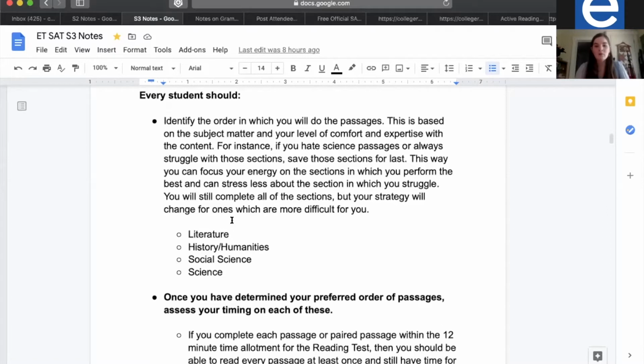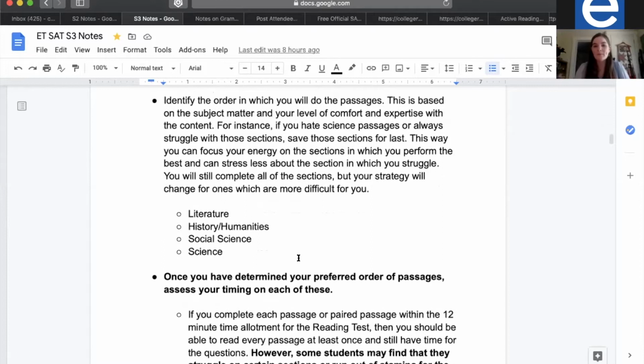So basically, this means it's based on the subject matter. If you're more comfortable with literature or social science, then by all means start with those. But if you hate science passages or always do really poorly on them, and science is hard for you, and you're going into a completely different career, so it's not really relevant to your college work, then save those sections for last. This way you can focus your energy on the sections in which you perform best and stress less about any section in which you struggle.